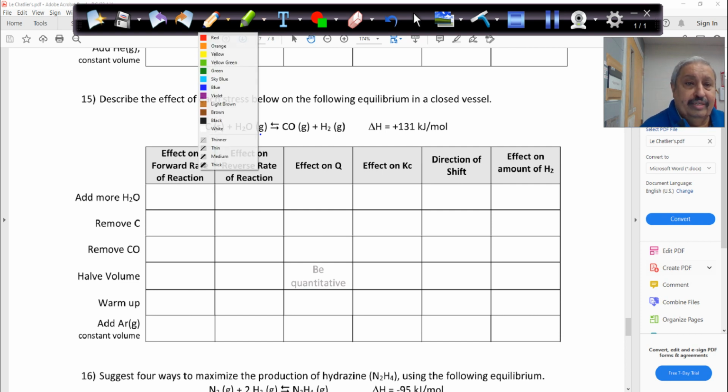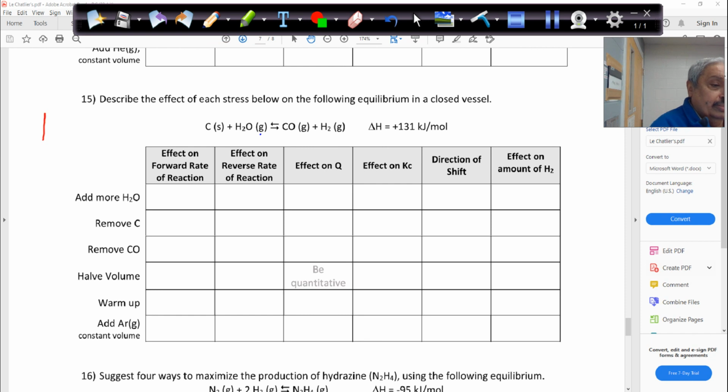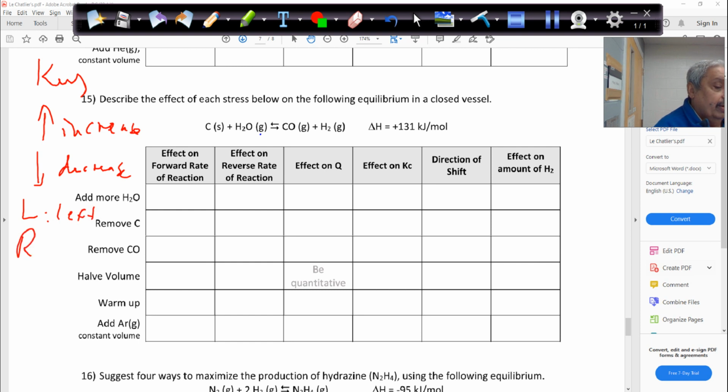So here is the key. Arrow up means increase, down is decrease. That's the key here. L means the shift will be left. R means right. So if I add more H2O to this reaction, where will be the shift?